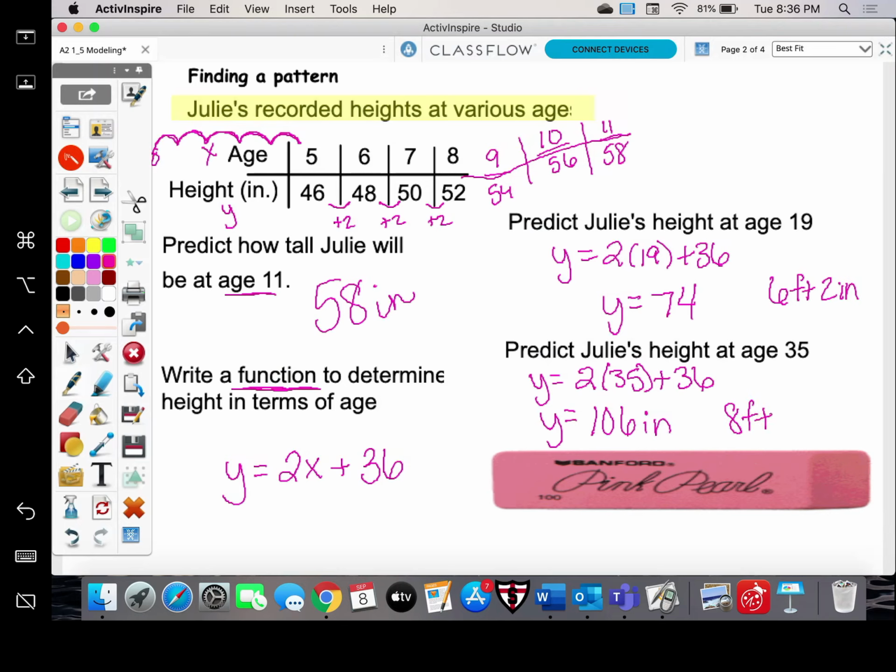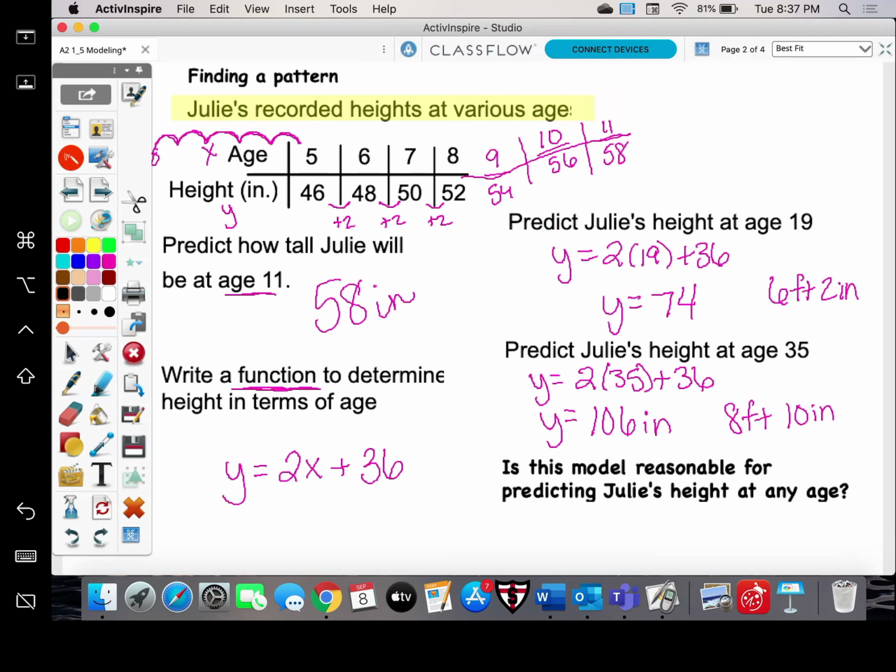is 8 feet 10 inches. Okay, do we think Julie is 8 feet 10 inches tall at the age of 35? Do you think that is possible? Maybe. I would like to know if you think this model is reasonable for predicting Julie's height at any age. Could it have made sense at 19 at 6'2"? Yes. Does it make sense after that with an 8 foot 10 inch height at 35? Probably not. Do you know why?